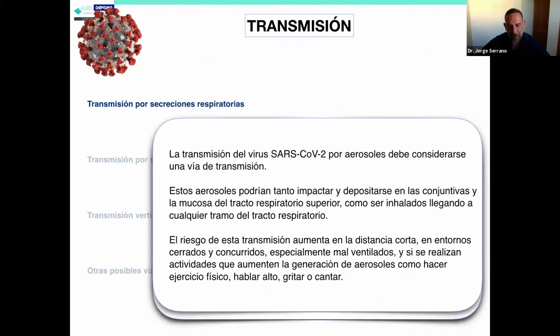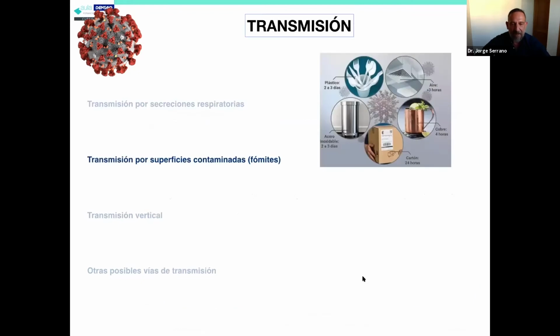So, if we speak about transmission, the main way of transmission of SARS-CoV-2 is through aerosols. They can impact not only the respiratory tract, but also the eyes and the oral mucosa. The risk of transmission increases at short distance and in closed areas, with bad ventilation, and if some activities are performed where we generate more aerosols, like physical exercise, shouting, or singing.